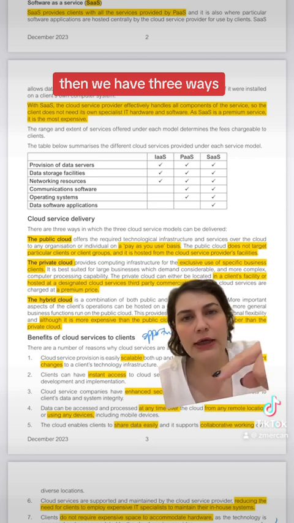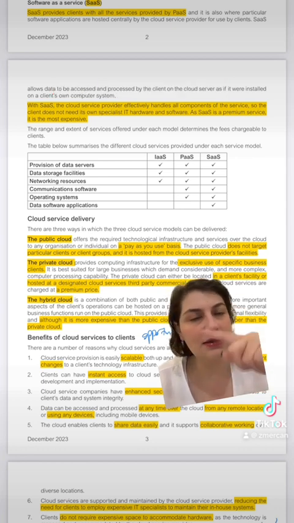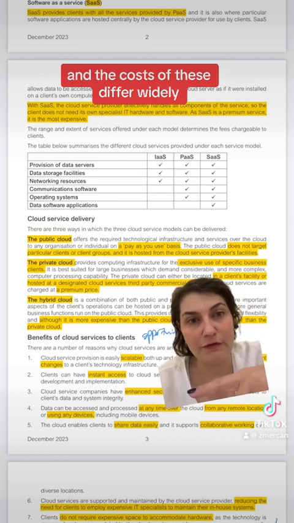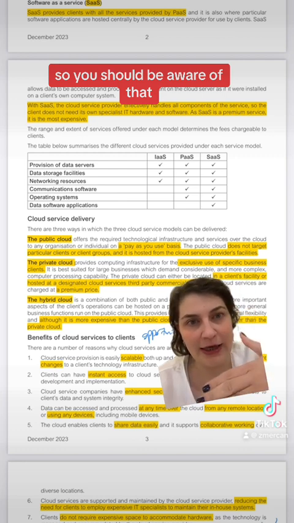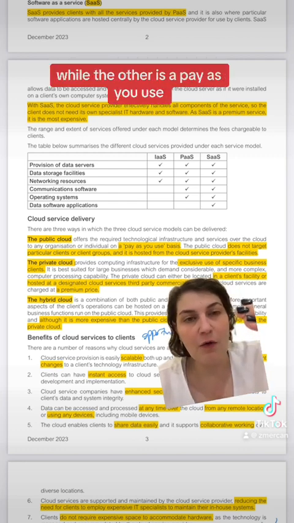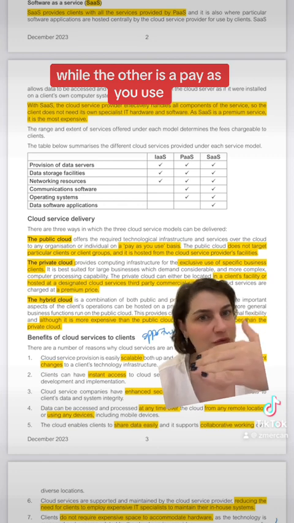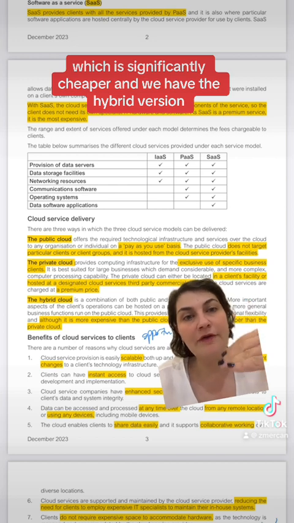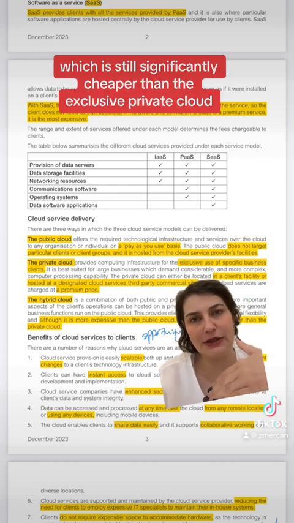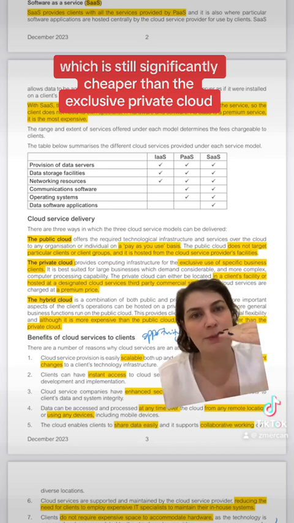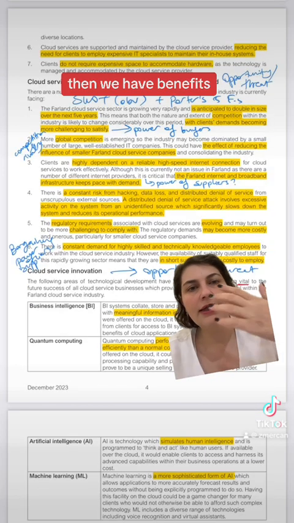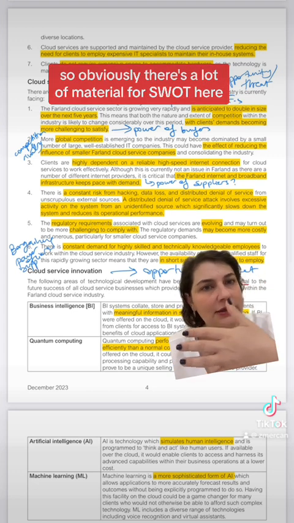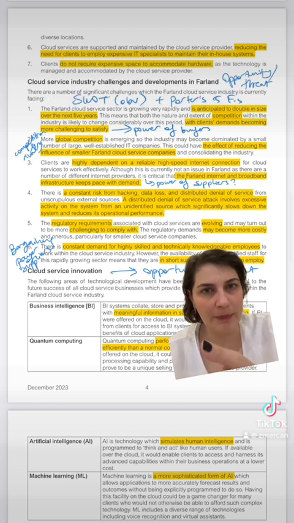Then we have 3 ways these service models can be delivered. And the costs of these differ widely, so you should be aware of that. One of these is a premium service, the exclusive private cloud, while the other is pay-as-you-use, which is the public version and is significantly cheaper. And we have the hybrid version, which is still significantly cheaper than the exclusive private cloud. Then we have benefits, challenges, and developments. So obviously there is a lot of material for SWOT here.